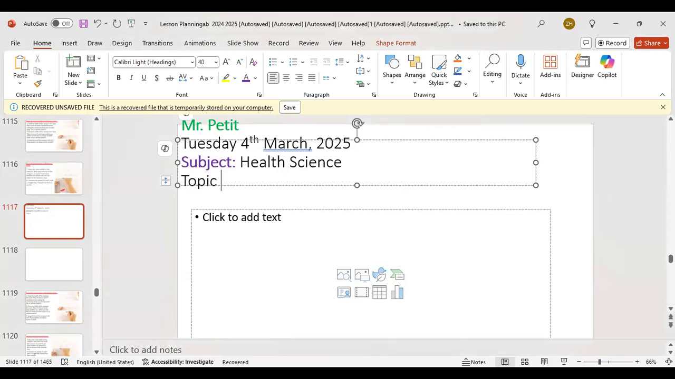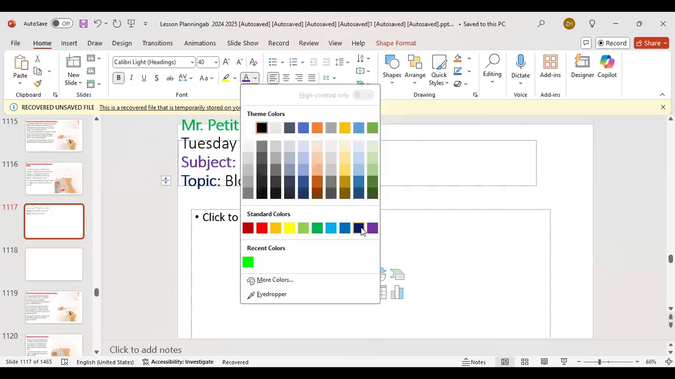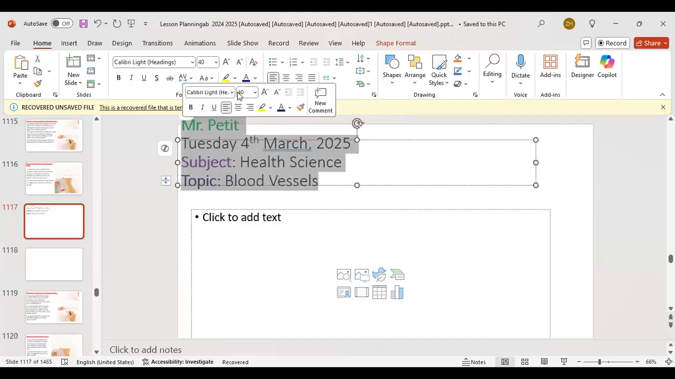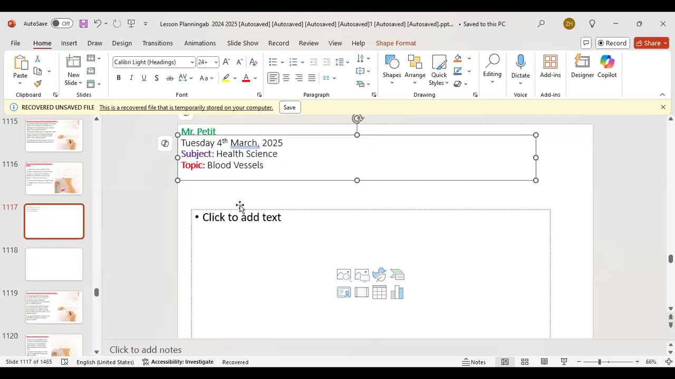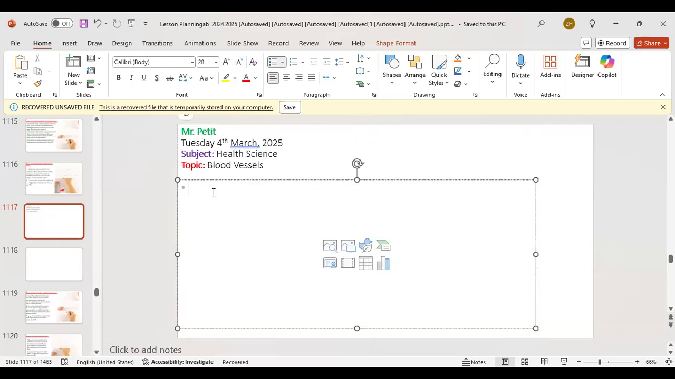The topic is blood vessels. We're going to be looking at blood vessels today. All right, so we're going to first talk about the arteries.